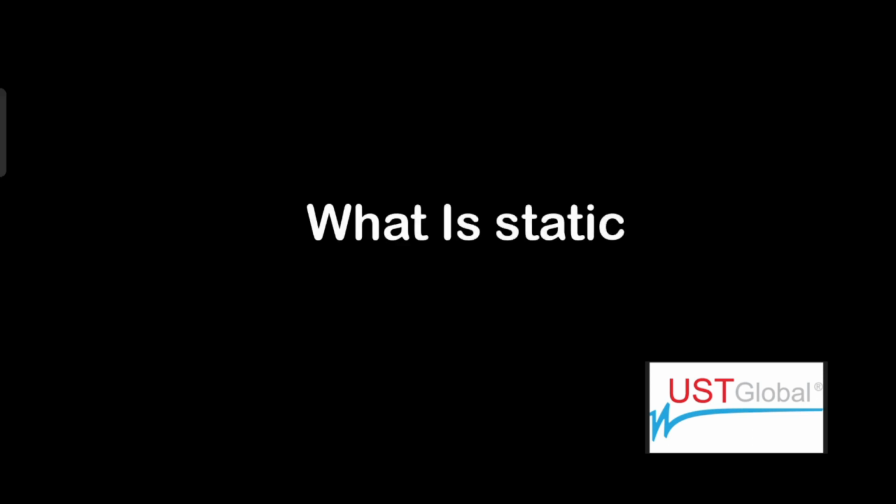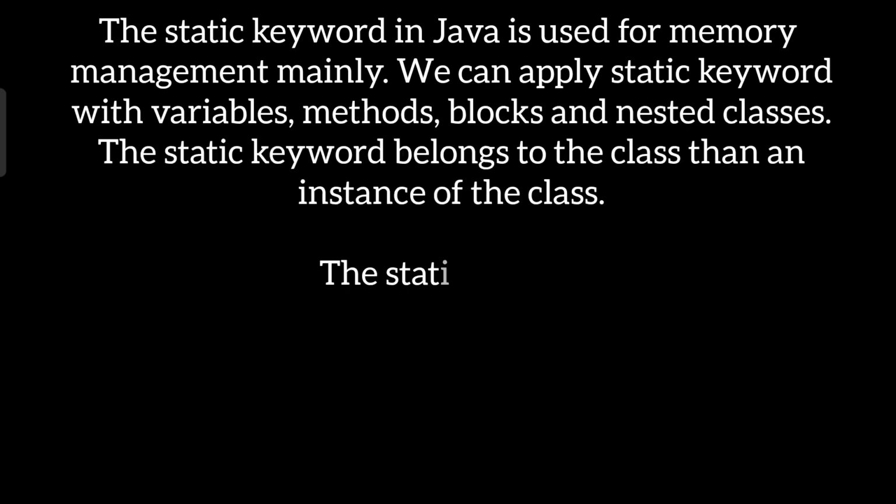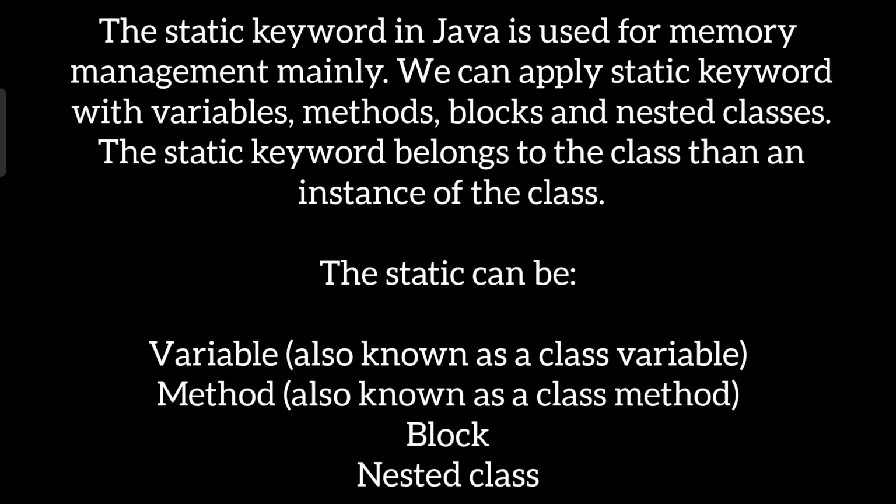What is static? Static is a keyword in Java, used mainly for memory management. We can apply the static keyword with variables, methods, blocks, and nested classes. The static keyword belongs to the class rather than an instance of the class. The static can be a variable, method, block, and nested class.